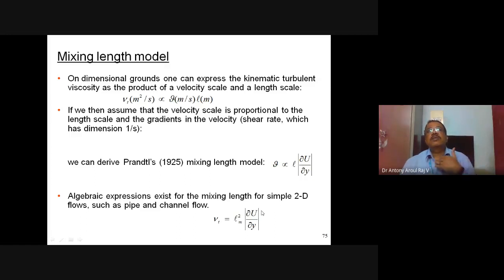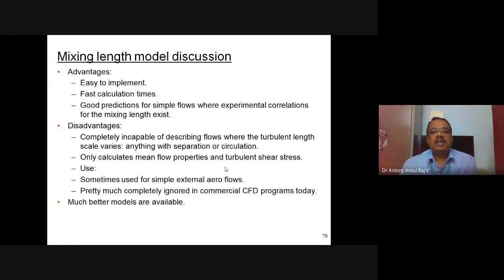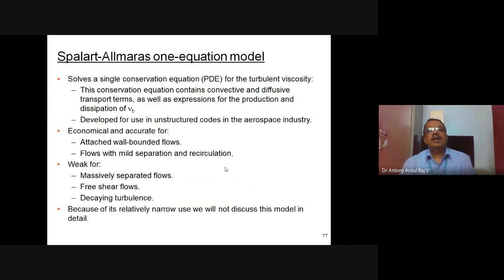So for finding the turbulent viscosity, what is required? The mixing length is required. Just find the mixing length, insert it here, and you can find the turbulent viscosity. But this can be used for only 2D problems. For our case, it is not going to help us. So we have to go for the next model. This is very simple, but it will not be useful for us. Next, we are going for the Spalart-Allmaras, or one equation model.